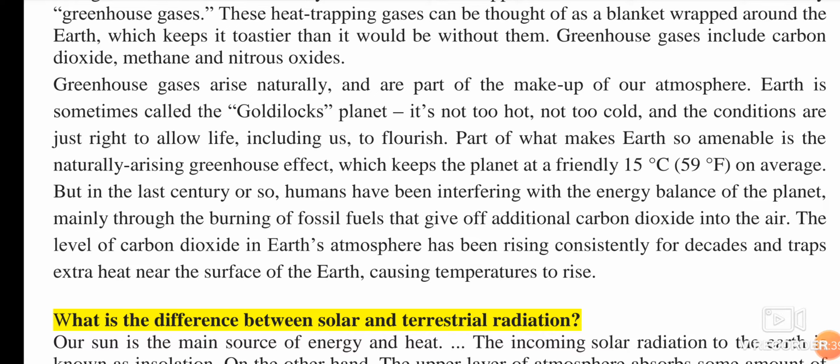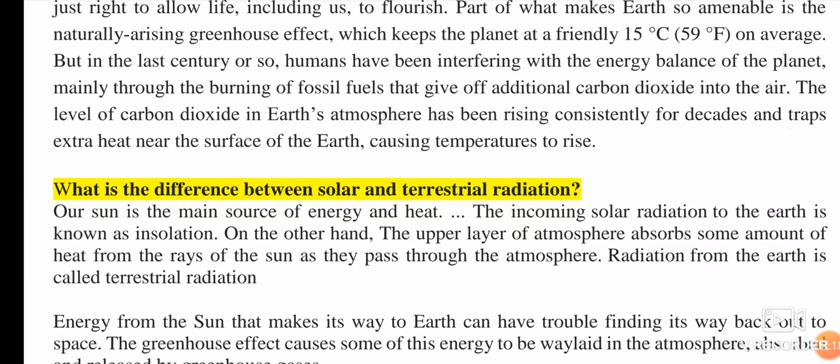But in the last century or so, humans have been interfering with the energy balance of the planet, mainly through the burning of fossil fuels that give off additional carbon dioxide into the air. The level of carbon dioxide in Earth's atmosphere has been rising consistently for decades and traps extra heat near the surface of the Earth, causing temperature to rise. इन सब रीज़न की वजह से टेम्परेचर राइज हो रहा है एटमॉस्फेयर का.